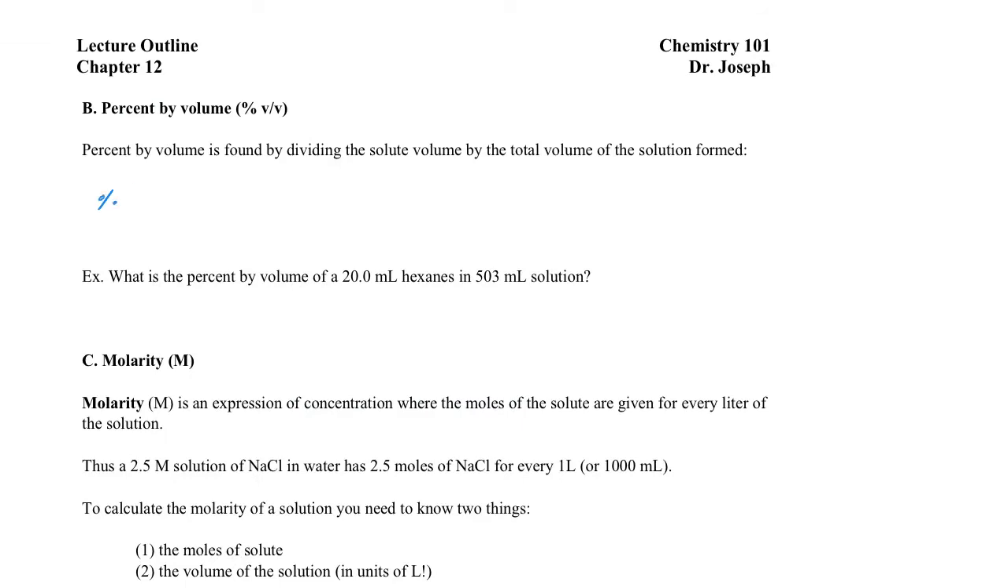When 2 liquids are mixed together, it's possible to express the concentration of one liquid in the entire solution as a percent by volume. Percent by volume is found by dividing the solute volume by the total volume of the solution which is formed when the 2 liquids are mixed. So we would take the volume of one of the liquids and divide it by the total volume of all of the liquids mixed together, and then multiply that result by 100 to give a percentage.